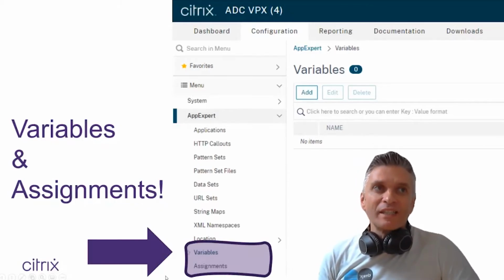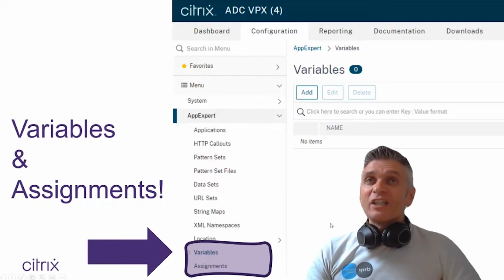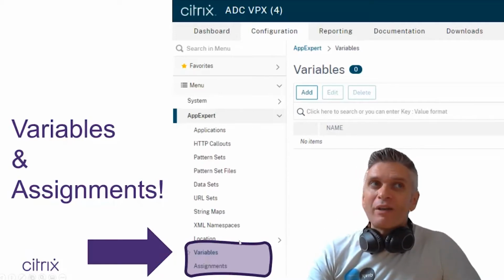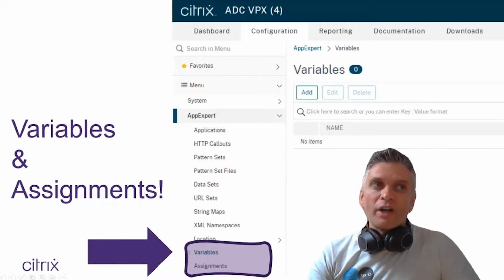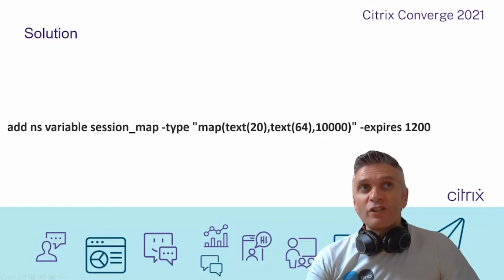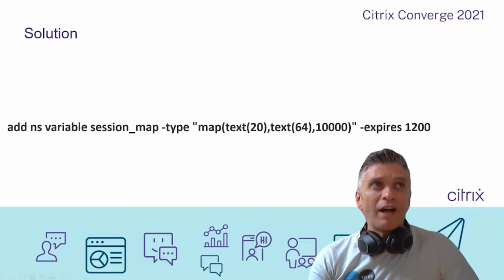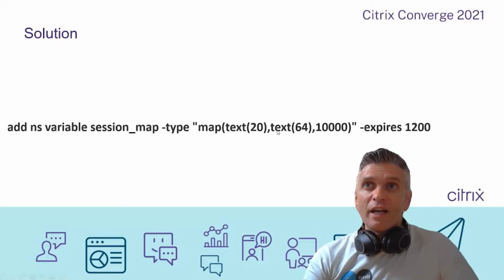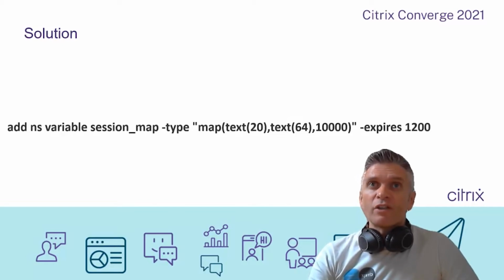This is the piece of the ADC that gives us the functionality. It's a bit like coding, gives us some scripting functionality without having to go off and really write everything from scratch. I'm using something here called a variable. I'm calling it a session map. It's a type map and takes two text values, right? The first text value is 20, that's the username, 20 characters long, and I've set the second value to be 64. It's usually 32 characters long, so I've put 64 in for double.